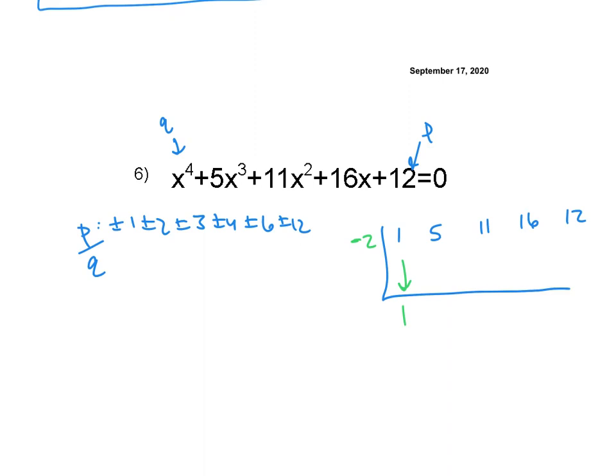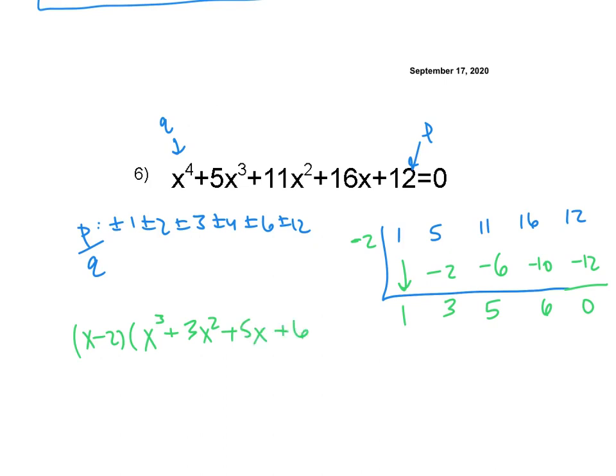Okay, we bring down 1. We multiply. I get negative 2. I add. I get 3. I multiply. I get negative 6. I add. I get 5. I multiply, I get negative 10. I add, I get 6. And I multiply, I get negative 12. And I add, and I get 0. Hooray! So my original polynomial factors into x plus 2 times x cubed plus 3x squared plus 5x plus 6.